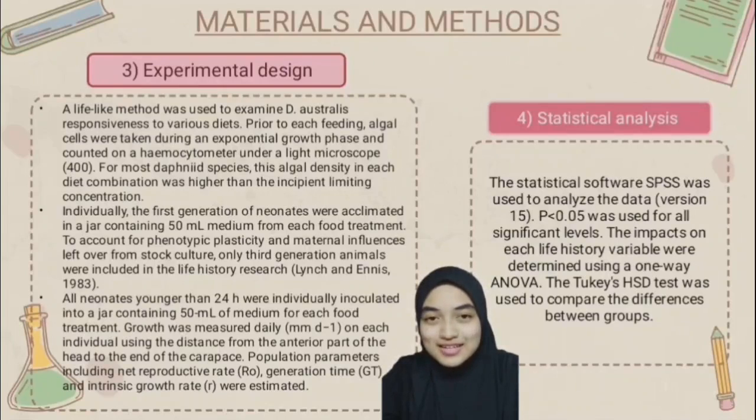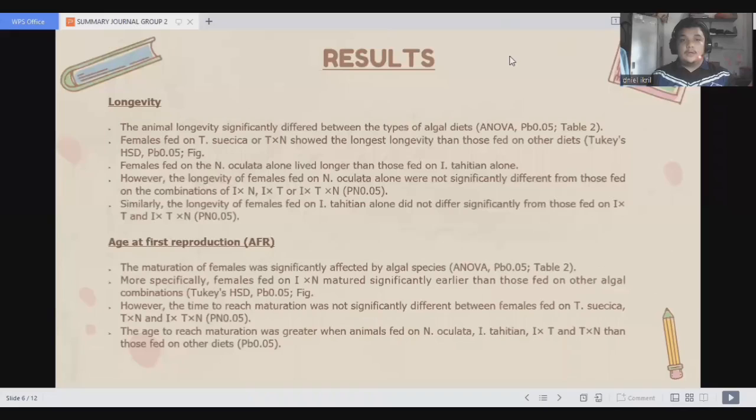2.4 Statistical Analysis. The statistical software SPSS was used to analyze the data. P less than 0.05 was used for all significance levels. The impacts on each life history variable were determined using a one-way ANOVA. The Tukey HSD test was used to compare the differences between groups. Okay, now I will continue with the results.